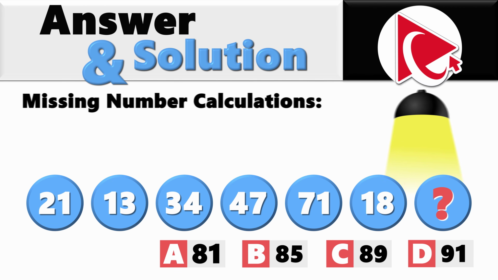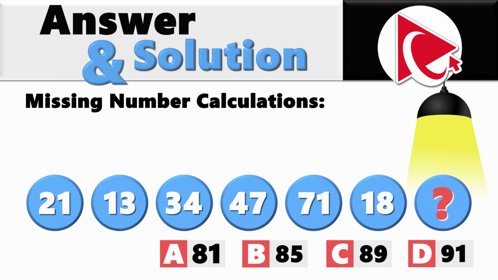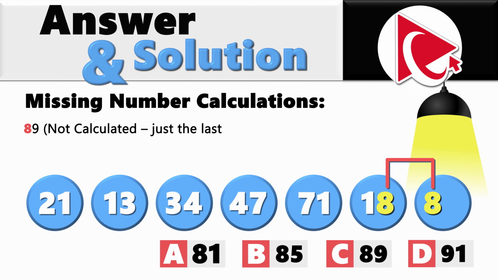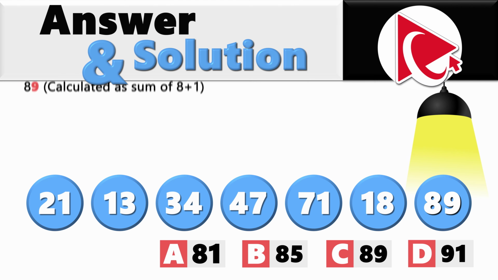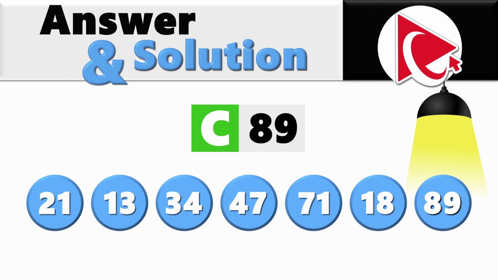Let's do the missing number then. The first digit of the missing number would be 8. It is not calculated, it's just the last digit of 18. And the last digit of the missing number is 9. It is calculated as the sum of 8 plus 1. So the correct answer here is choice C, 89.